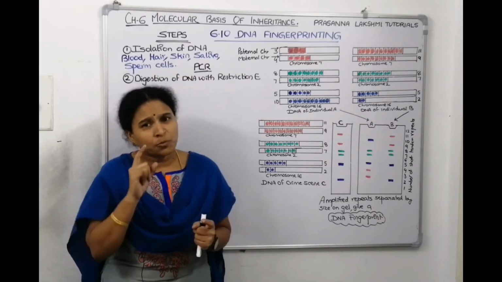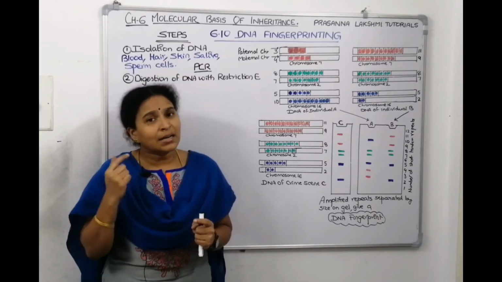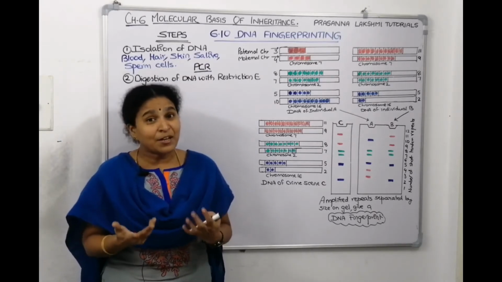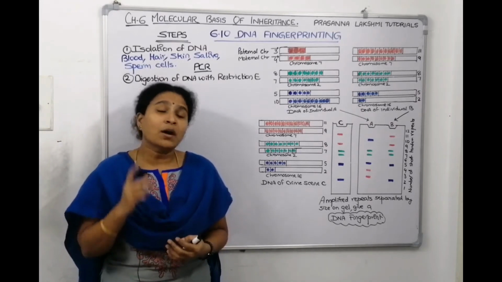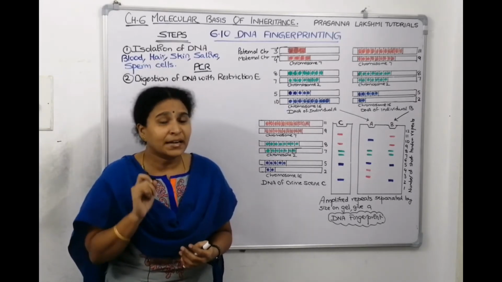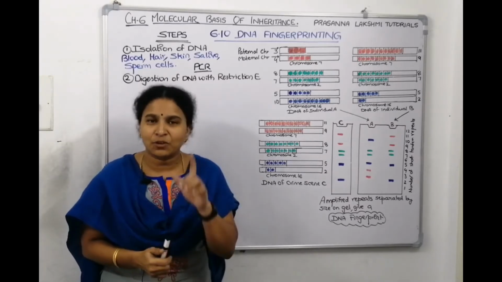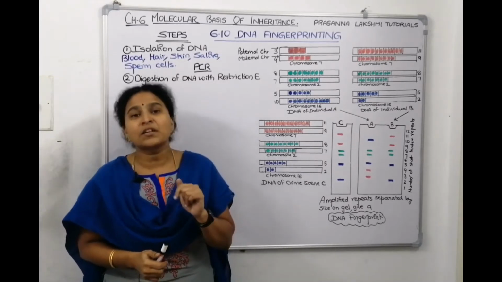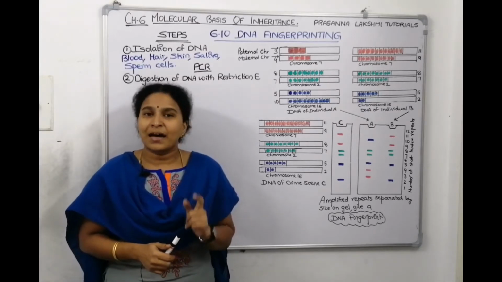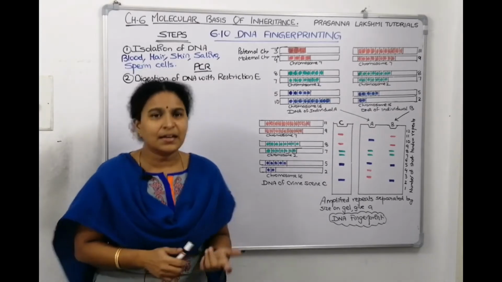Now those fragments should be separated out, right? So then our third step will be separation of the DNA fragments. Now what is that technique which is used for separating DNA? It is called agarose gel electrophoresis. So our third step is separation of the DNA fragments by agarose gel electrophoresis technique, right?